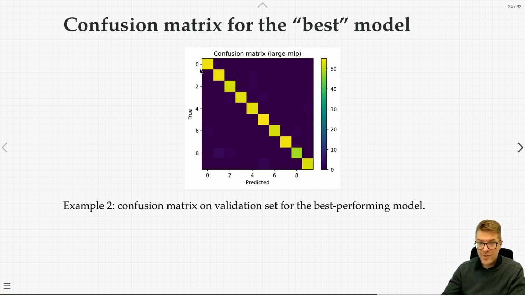And as we'd hoped, and as we expect given the accuracies we saw a moment ago, the confusion matrix has most of the activity on the diagonal. Zeros are mostly recognized as zeros, ones are mostly recognized as ones, twos mostly recognized as twos, and so on.